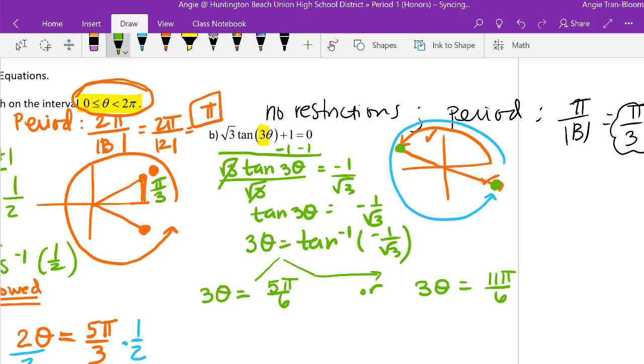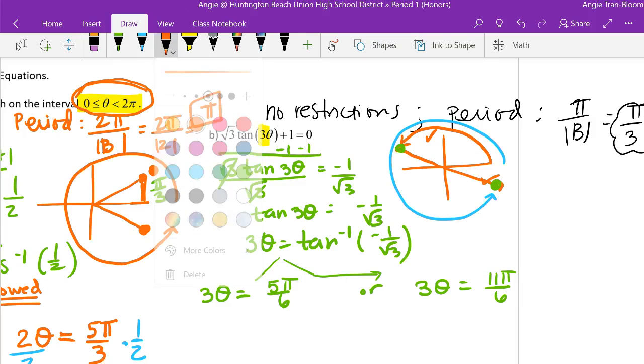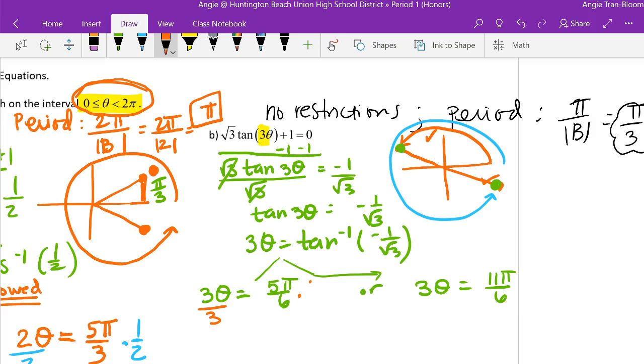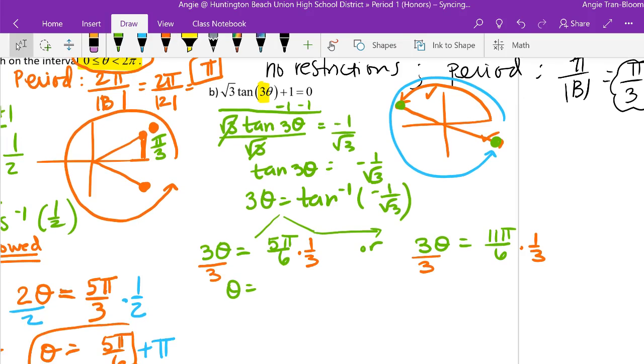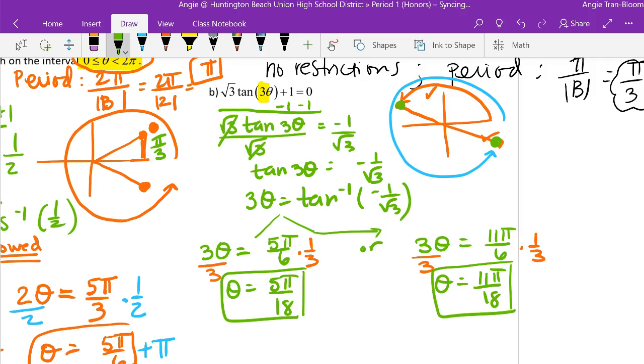All right, now I have to solve for 3 theta. I have to solve for 1 theta. You're not keeping 3 theta. So I can divide both sides by 3 or times 1/3. So 1 theta, this is really the beginning, which is 5 pi over 18. Yeah, that's one answer I can totally keep. And over here, 1 theta is 11 pi over 18. That's another one I can keep because it's still within 0 to 2 pi.